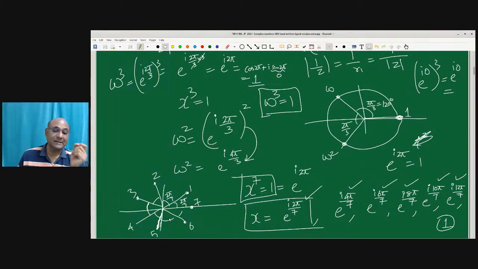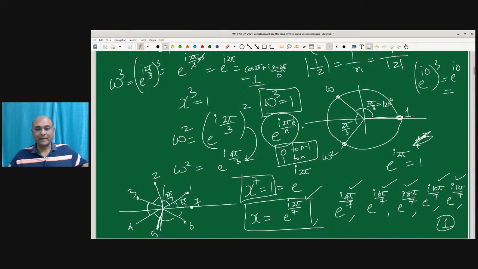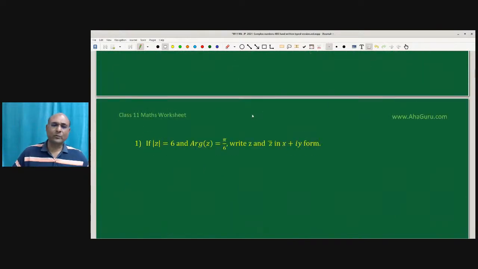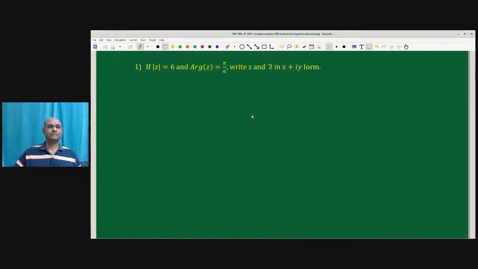So how many 7th roots of unity will you have? 7. What are they? e to the power of i 2 pi by n; the nth root will be this. Then 2 times this, 3 times this, all the way till n times this. One of them you can say 0 times this also. So put k. k goes from 0 to n minus 1, or from 1 to n. Both will give you the same answer. Anyway, we'll come to all that as we move on. Let us start doing some problems. That way we can understand better.